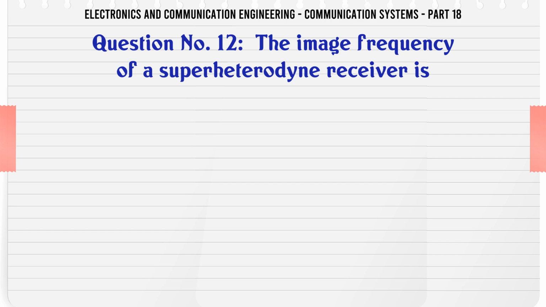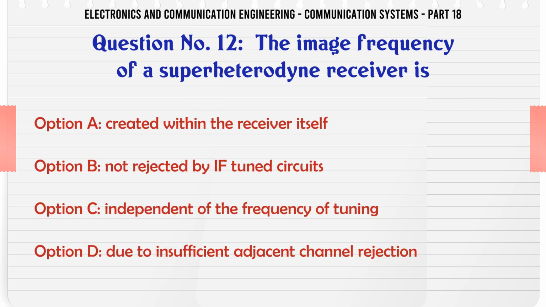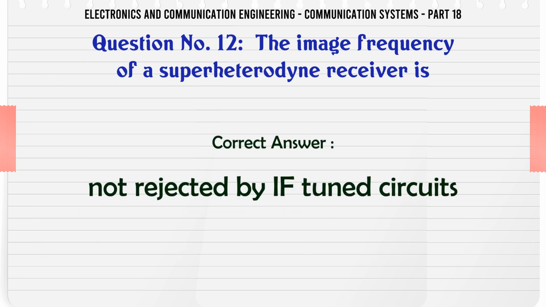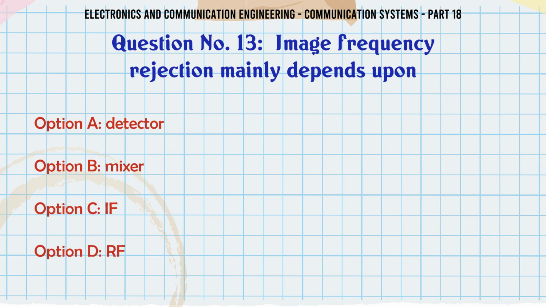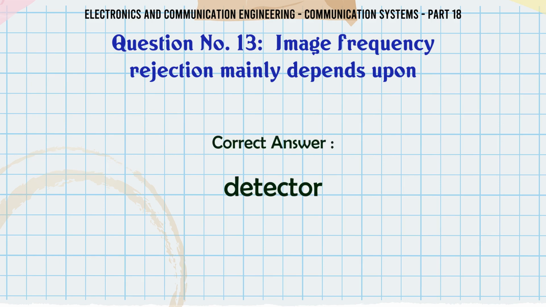The image frequency of a superheterodyne receiver is A. Created within the receiver itself, B. Not rejected by IF tuned circuits, C. Independent of the frequency of tuning, D. Due to insufficient adjacent channel rejection. The correct answer is not rejected by IF tuned circuits. Image frequency rejection mainly depends upon A. Detector, B. Mixer, C. IF, D. RF. The correct answer is detector.